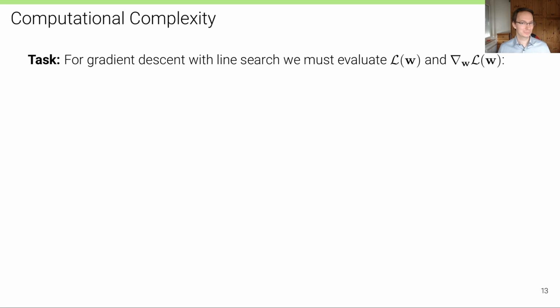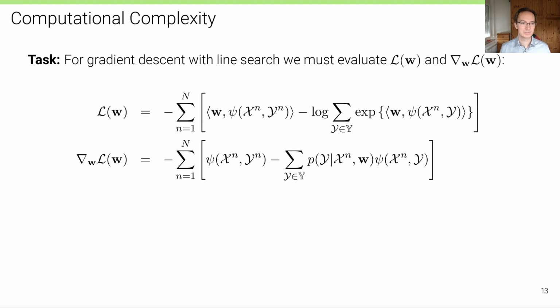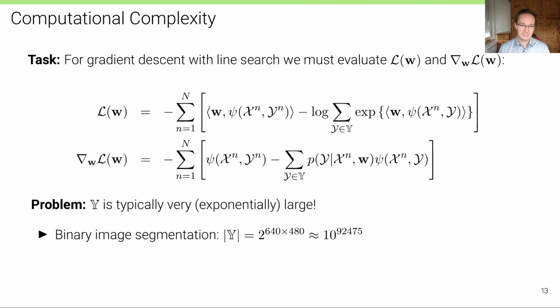Now, back to the task that we have to perform. We know that we have to do gradient descent. And for gradient descent, for example, with line search, we must evaluate L. And of course, we must also compute the gradients of the loss function L. And this is what the loss function and the gradient of the loss function look like, as we have derived on the previous slides. Now the problem with this is that the state space Y is typically very large, exponentially large, right? So this hints again at the same problem that we have discussed in lecture number 5 on graphical models. This is also why graphical models play a role here now in order to make this feasible.